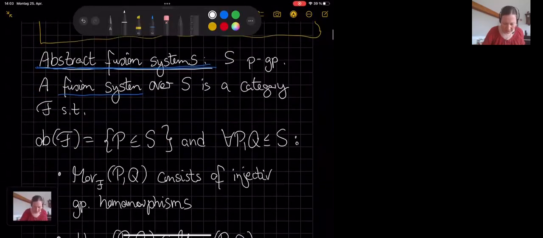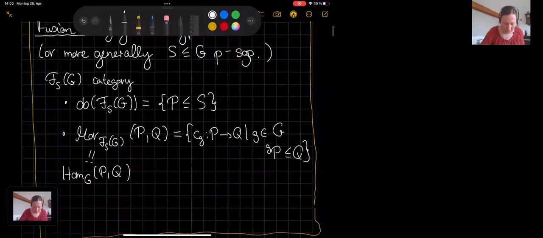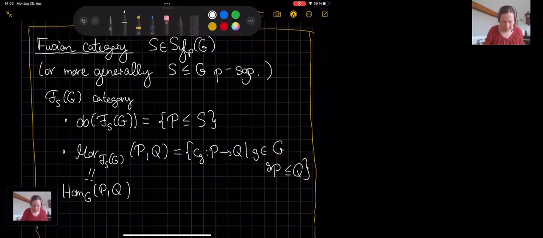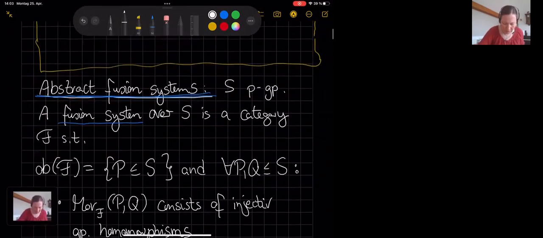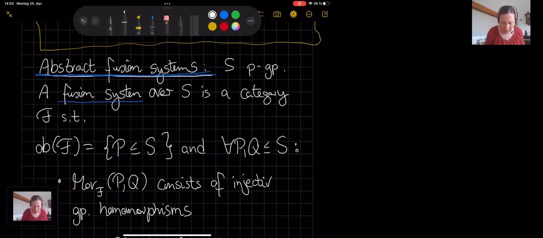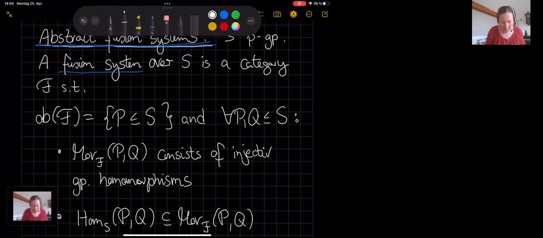So abstract fusion systems, perhaps I want to say here, we want to look at this category, but we also want to keep in mind that we have this p-group S as part of the data. And this is also what we do when we look at abstract fusion systems. So we fix any p-group S, and then a fusion system over S is a category F, such that, as in the example before, the objects are all subgroups of S.